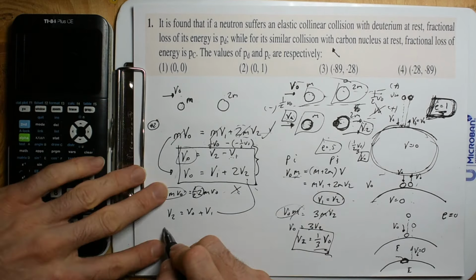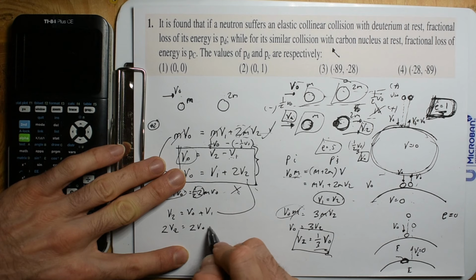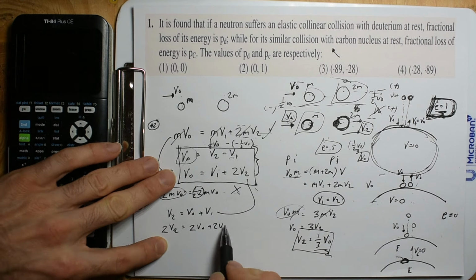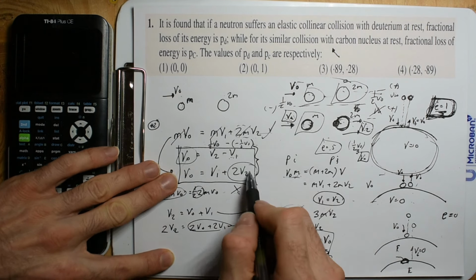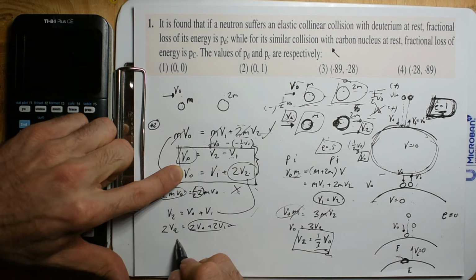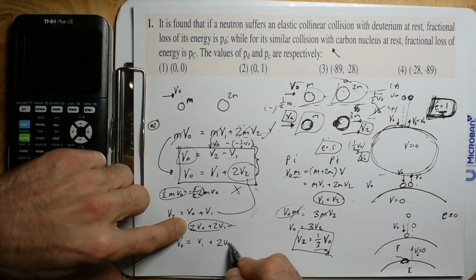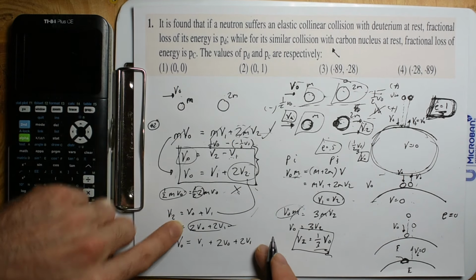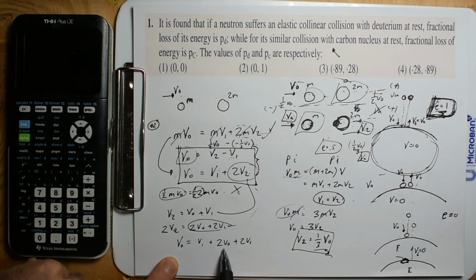And sometimes it is useful to just multiply by 2. Let's just do that right now. So we're going to do 2 times this equation. That's going to be 2V naught plus 2V1. And now we can shove this right into there. And then we'll solve. So we've got V naught is equal to V1 plus, and then we got 2V naught plus 2V1.